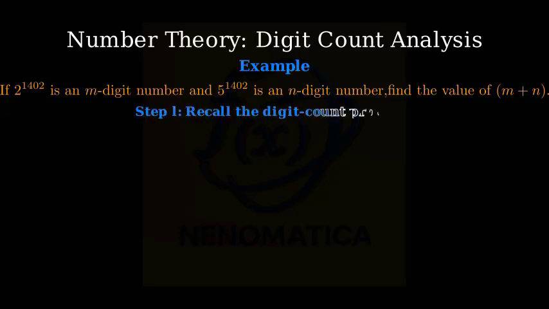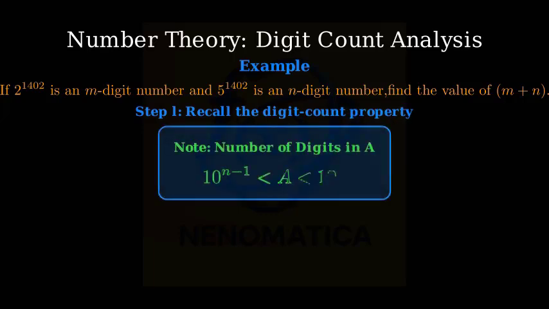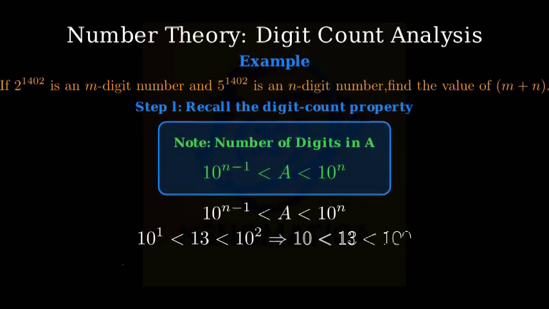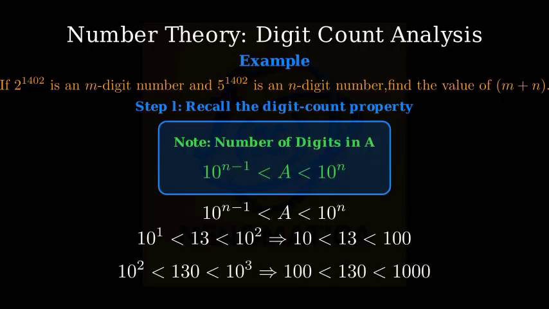First, let's recall an important property about the number of digits in a positive integer. If a is an n-digit number, then a is greater than 10 to the power of n minus 1, and less than 10 to the power of n. For example, 13 is a 2-digit number, which means it's greater than 10 to the power of 1, and less than 10 to the power of 2. In other words, 13 is greater than 10, but less than 100.